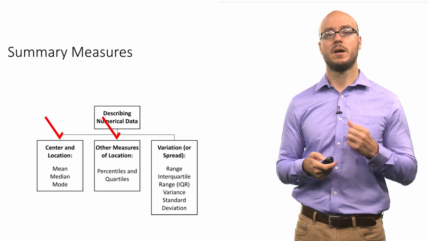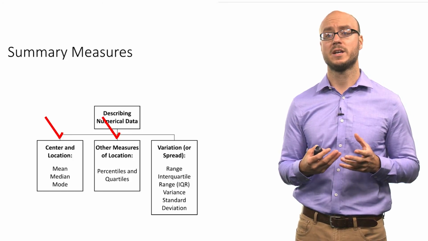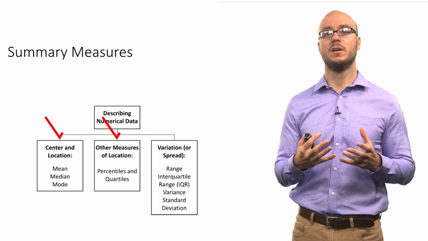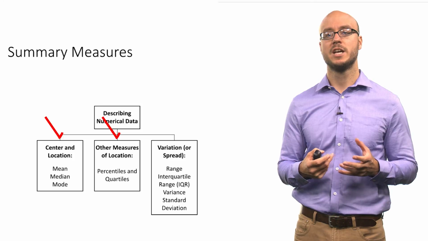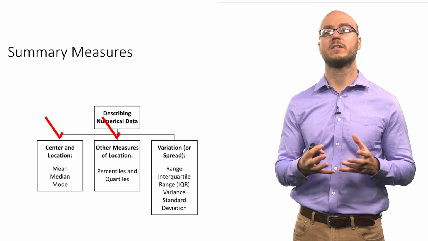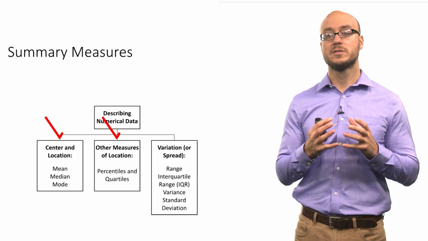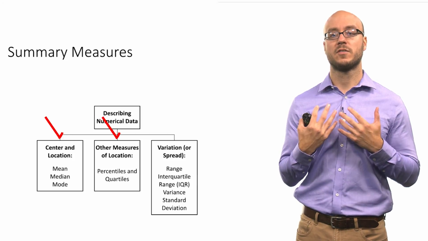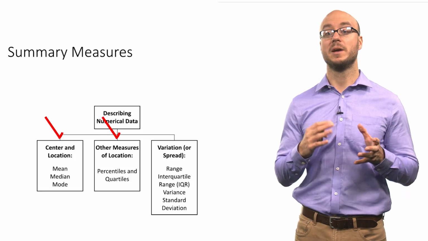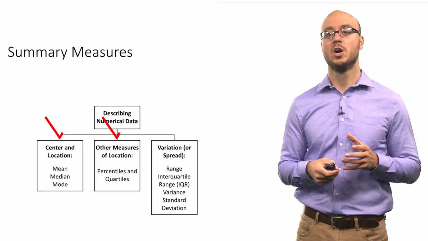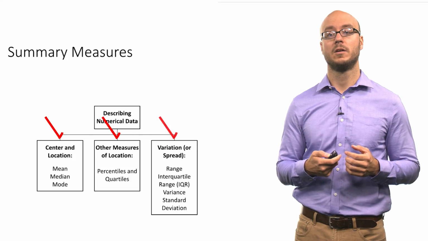So now we've talked about measures of center and location: the mean, median, and mode, and percentiles and quartiles. We've also talked about measures of spread or variation. We've talked about the range, the interquartile range, and then these two measures of variance and standard deviation. The variance and standard deviation are useful because they incorporate information from all of the observations in our data set and not just, for example, the minimum and maximum values in the case of the range, or the third quartile and the first quartile for the interquartile range.